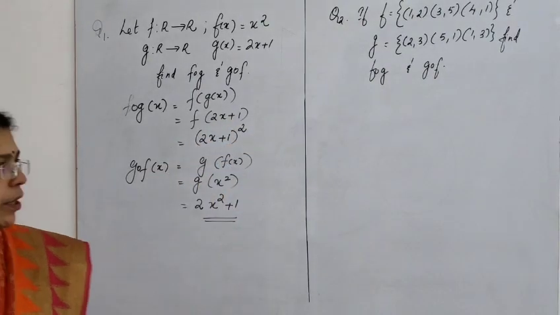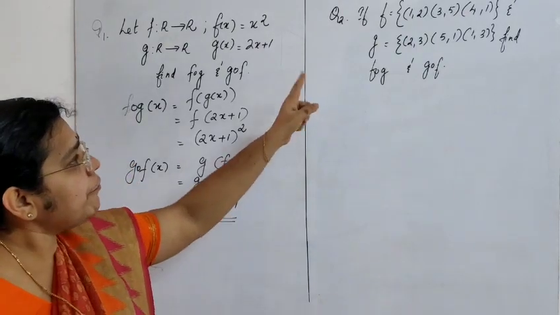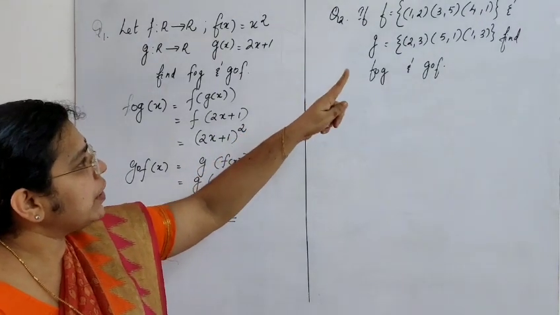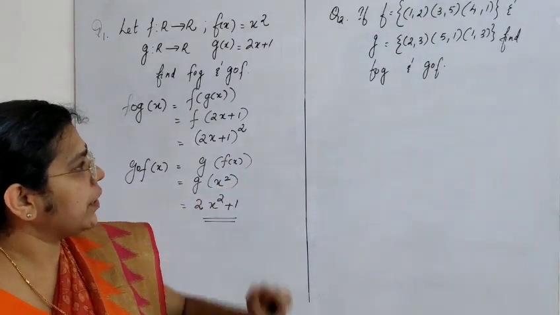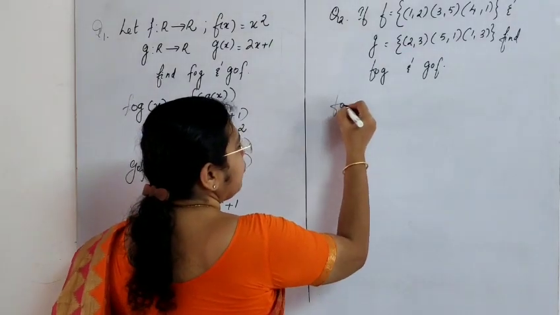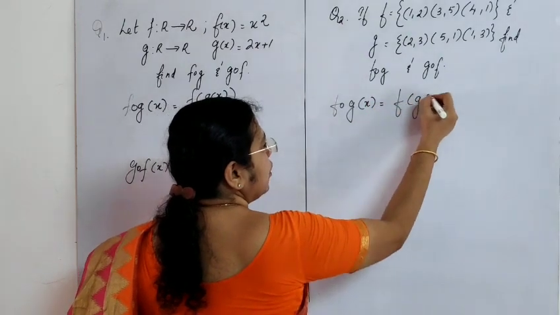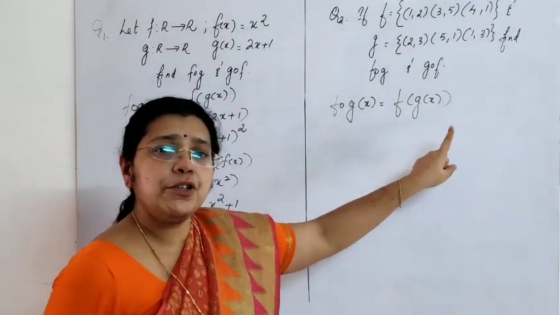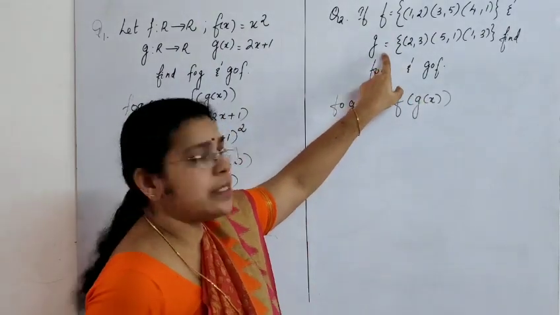Now coming to the second part of the question, the second question. Here f is a function given in roster form, the ordered pairs (1,2), (3,5), (4,1), and g is the function (2,3), (5,1), (1,3). You are asked to find fog and gof. So let's see what is fog. Fog of x is f of g of x, right? This is the same as what I have done here. Now which function is acting first? That is g, right? So we also will start from g.